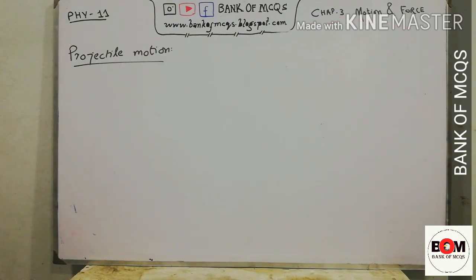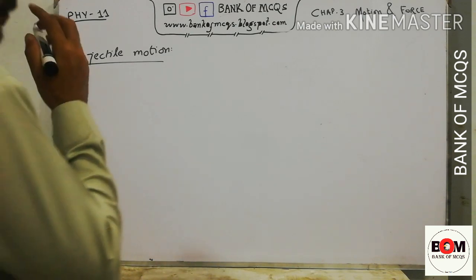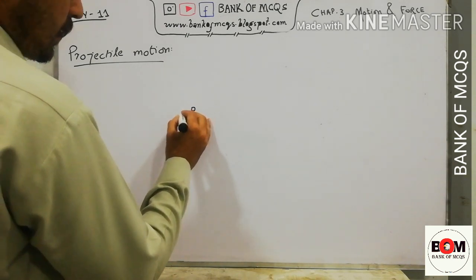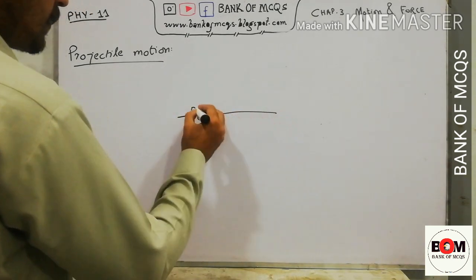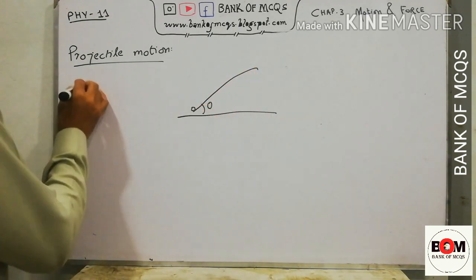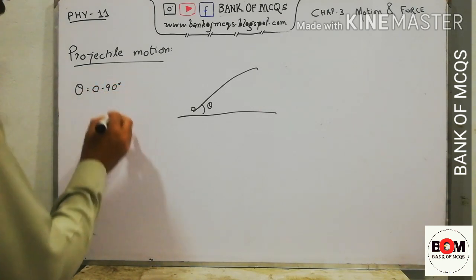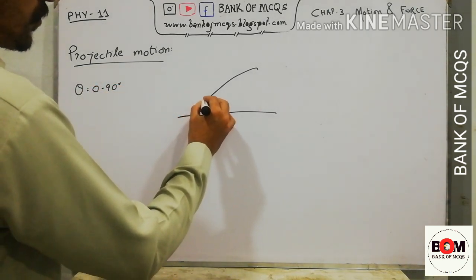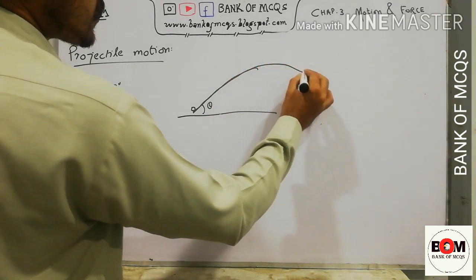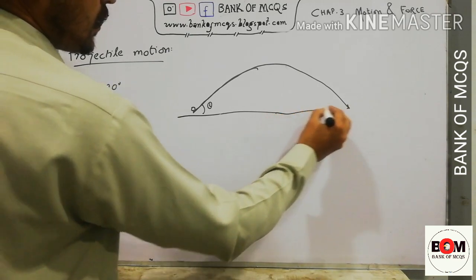Projectile motion. So let's start projectile motion. If somebody threw a ball on our surface at an angle theta, that is between 0 to 90 degree, the ball will start moving forward as well as moving upward. So at some point it will start moving downward again and it will reach the earth.